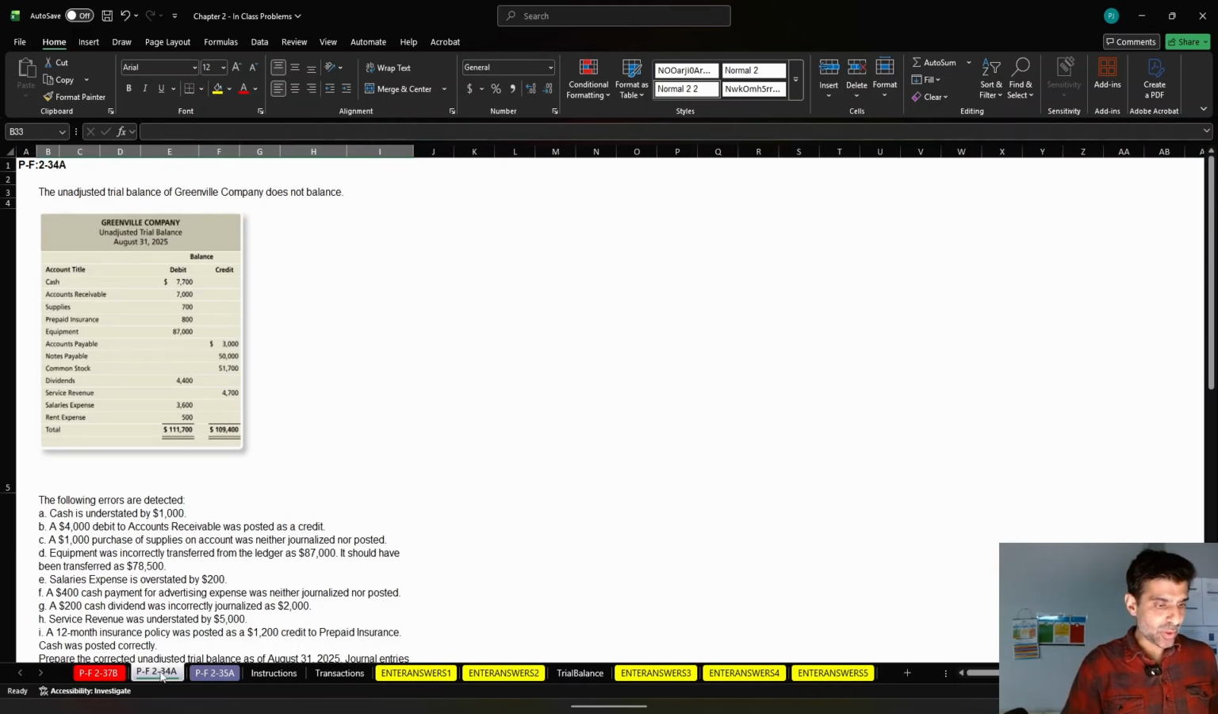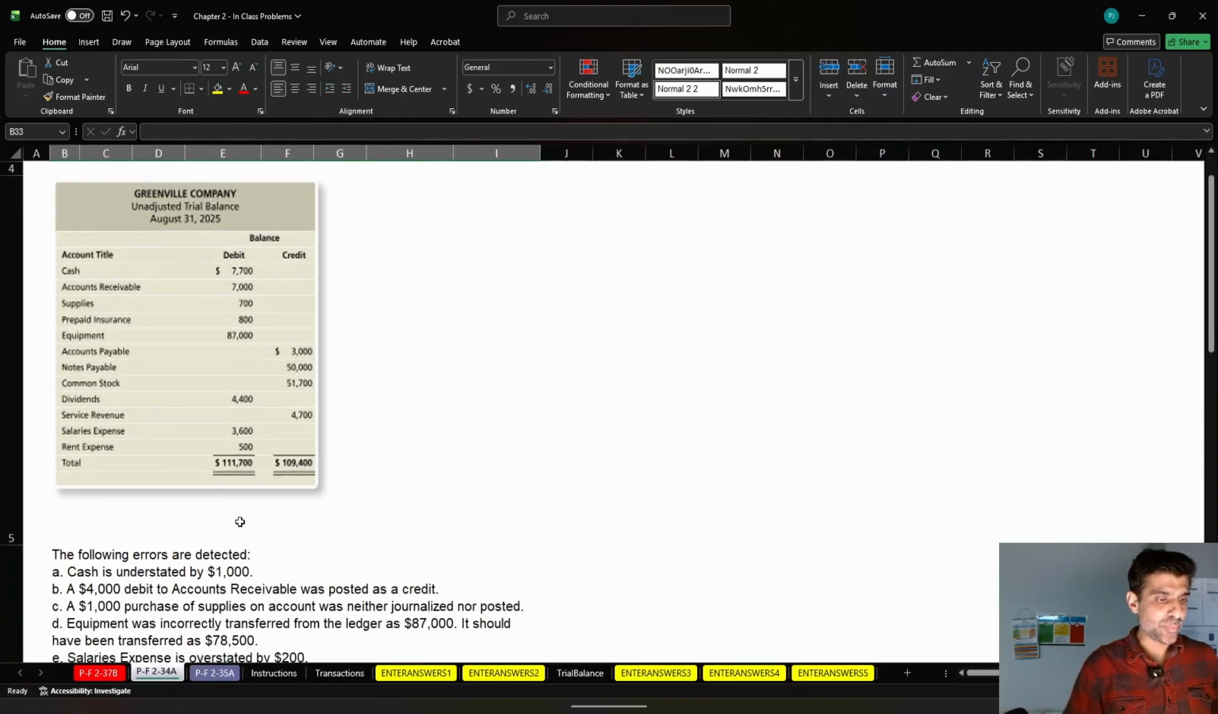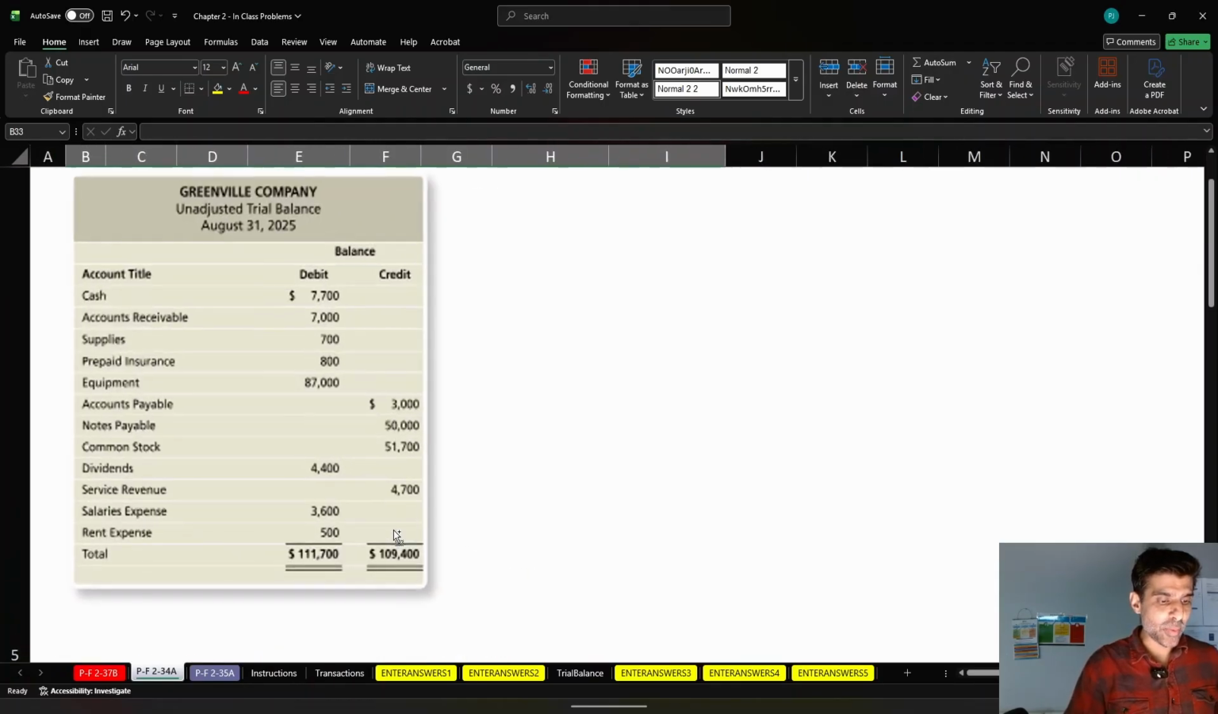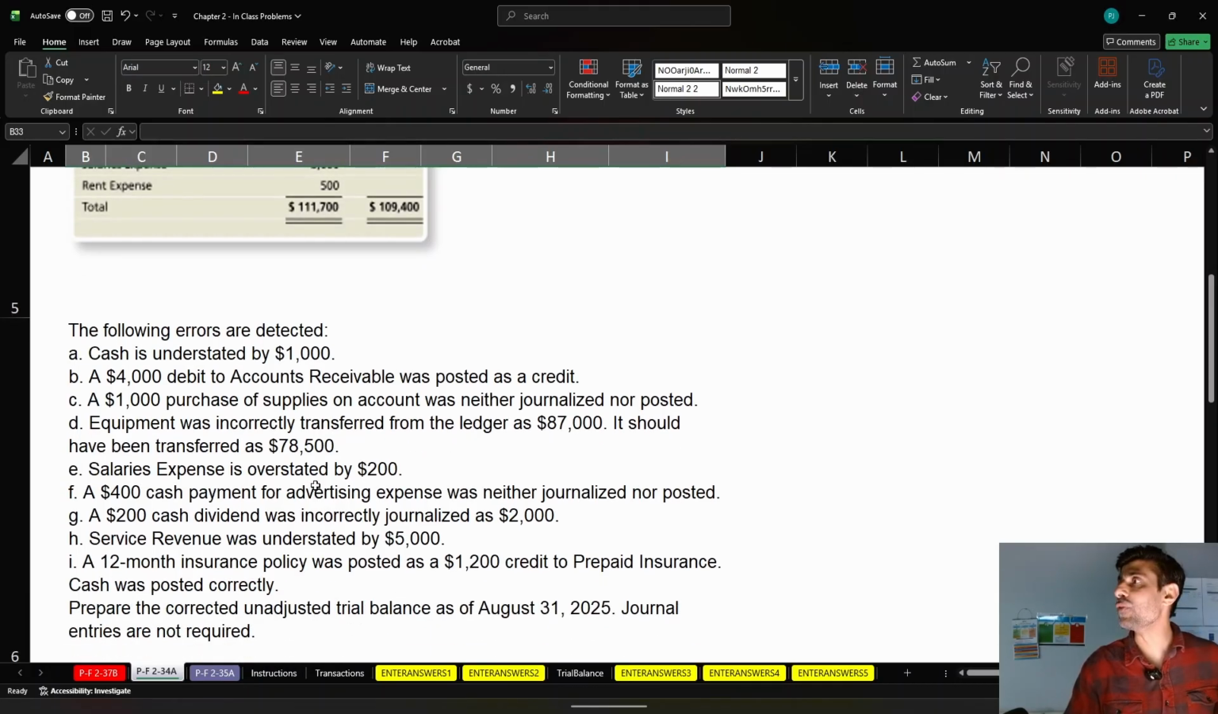This is 2-34A, the second tab. It has a problem where you have a bunch of mistakes. You can already see that the trial balance is wrong. It's not balanced. The debit balance is higher than the credit balance, and it's because of a number of errors.